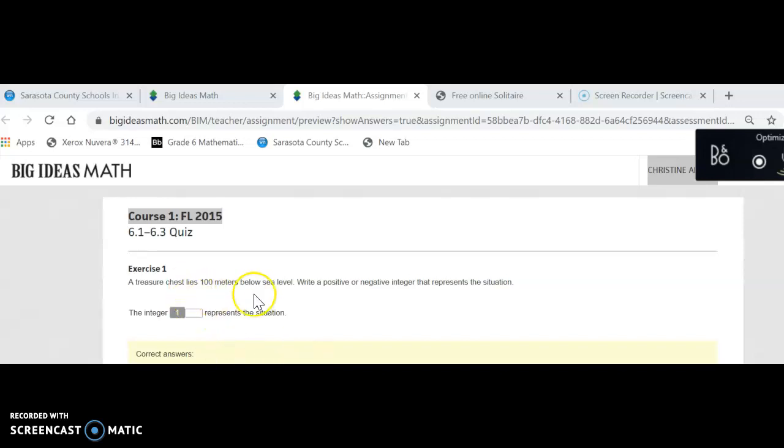All right, so we have a treasure chest. It lays 100 miles below sea level. Write a positive or negative integer that represents the situation. This is like the best stuff ever. The easiest stuff ever. You're going to love it.